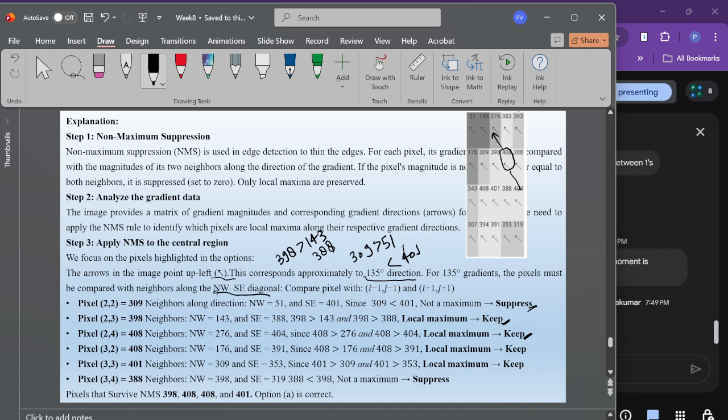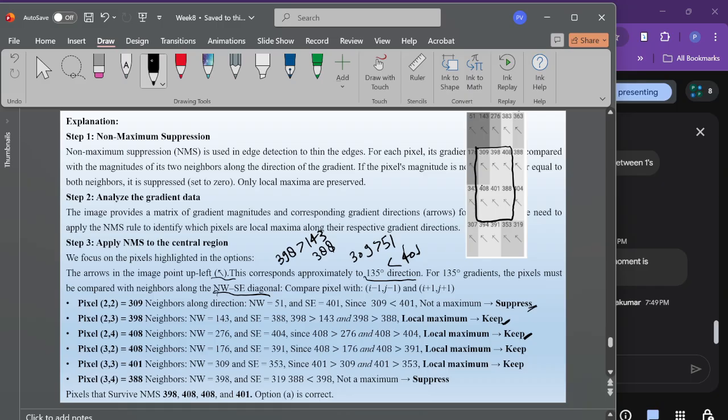Okay, so now similarly we need to check the next pixel. We are just concentrating on this part, because in the options only this part is given. That's why we are concentrating on the pixels highlighted in the option. We don't need to compare all the pixels, as that is a very lengthy and time-consuming process. Now we will go to the third row and second column, that is 408.